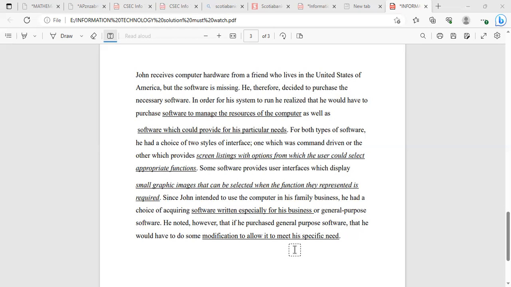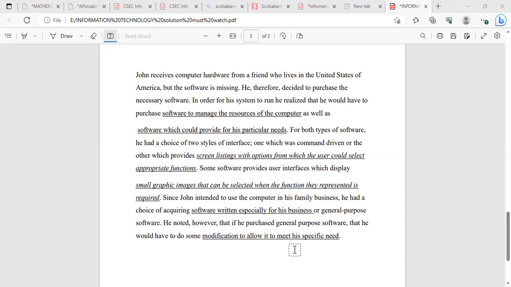John received computer hardware from a friend who lived in the United States of America, but the software is missing. He therefore decided to purchase the necessary software. In order for a system to run, he realized he would have to purchase software to manage the resources of the computer as well as software which could provide for his particular needs. For both types of software, he had a choice of styles of interface, one which was command-driven or the other which provides screen listing with options from which the user could select appropriate functions.